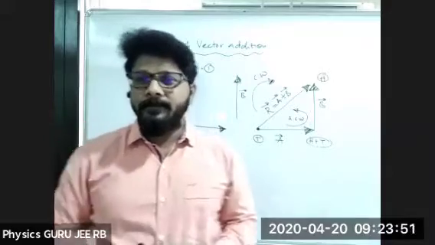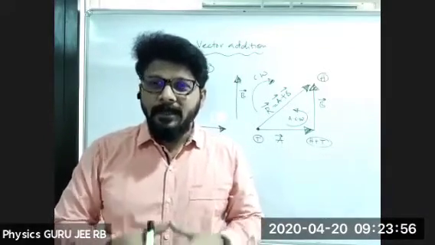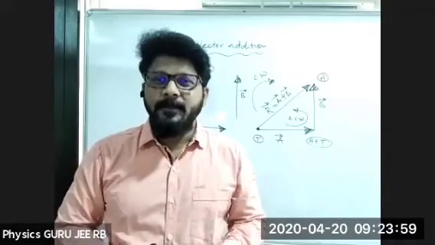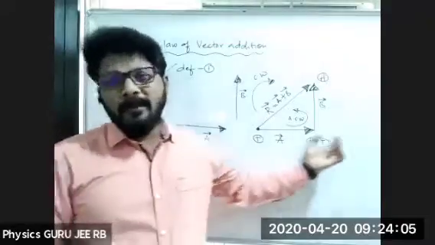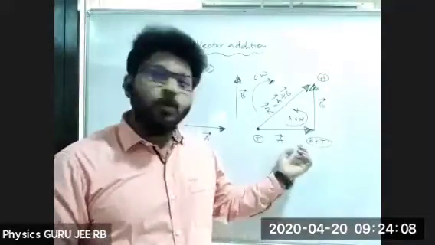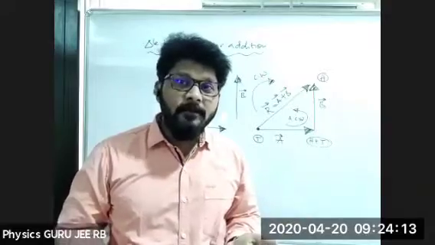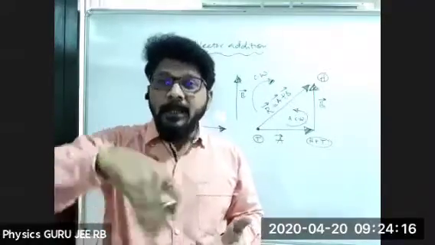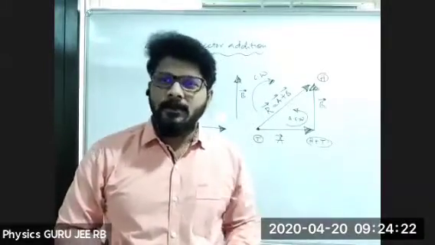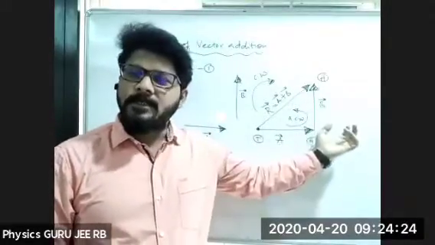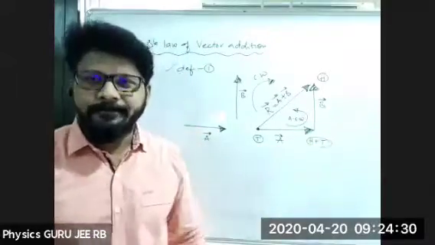So if I ask what is the triangle law of vector addition, a good, obedient, intelligent student should give an answer. What is that answer? Two vectors represent two sides of a triangle. Taken in which order? Anti-clockwise or clockwise, in an order. Two vectors represent two sides of a triangle taken in an order. This is the first statement.